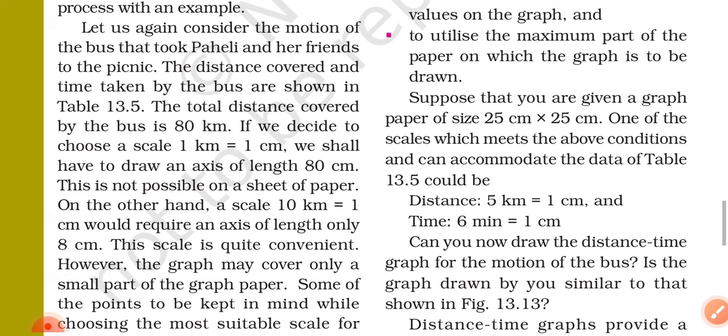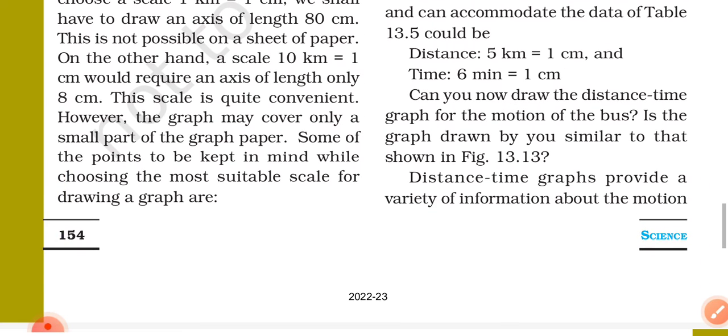Suppose that you are given a graph paper of size 25 cm by 25 cm. One of the scales which meets the above conditions and can accommodate the data of table 13.5 could be distance 5 km equal to 1 cm, and time 6 minutes equal to 1 cm. Can you now draw the distance-time graph for the motion of the bus? Is the graph drawn by you similar to figure 13.13?